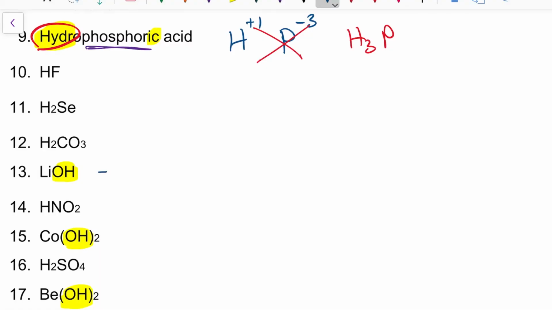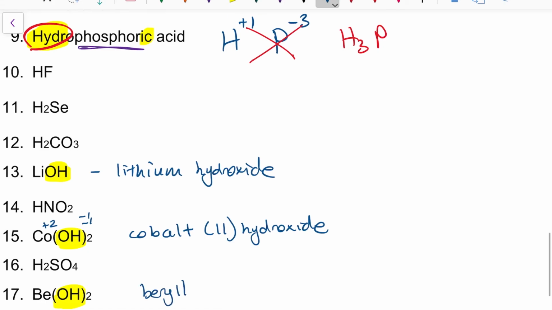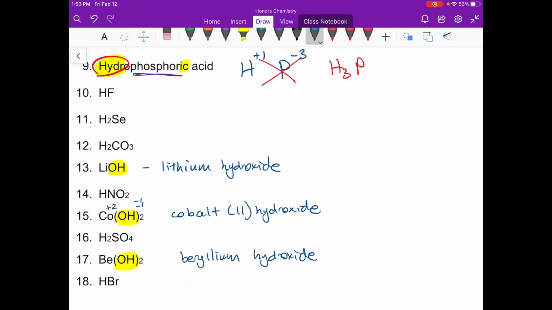Okay, let's go through and name the 3 bases. This one's going to be lithium hydroxide. This one's going to be cobalt hydroxide. Cobalt might be multivalent, so I'm going to go ahead and put a 2, because if this is -1 and there are 2 of them, that's -2, so this would be +2. And this one is going to be beryllium hydroxide. So those are your bases.